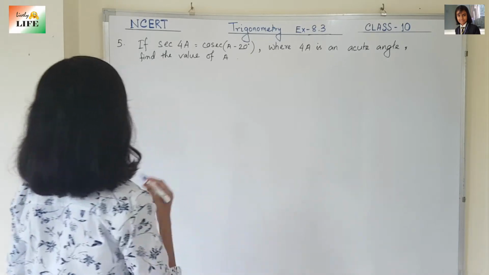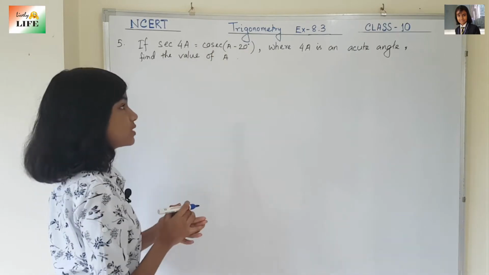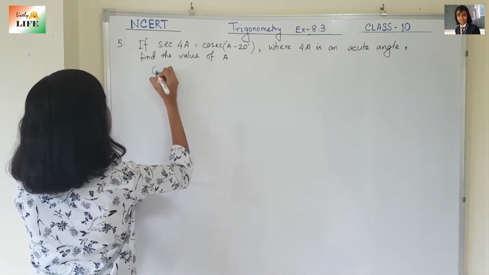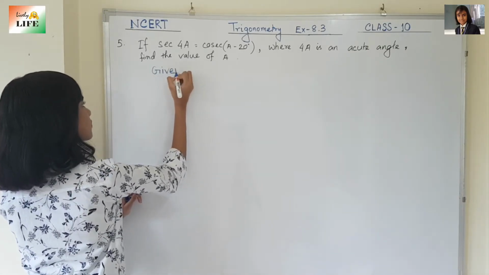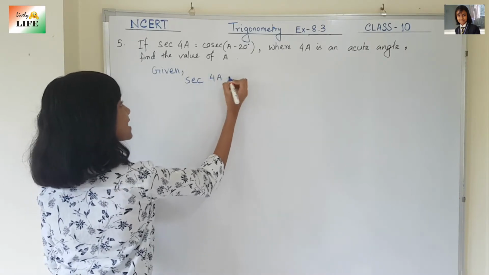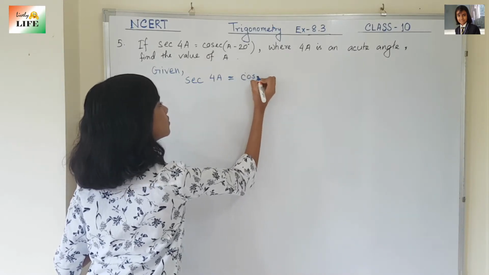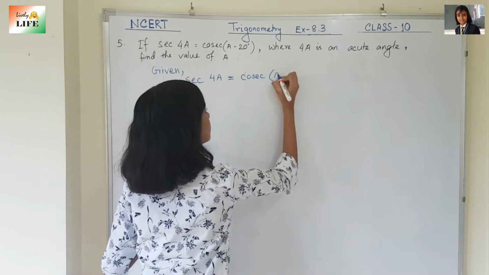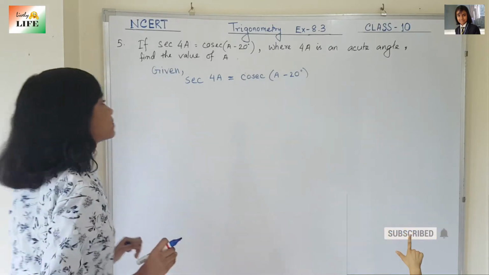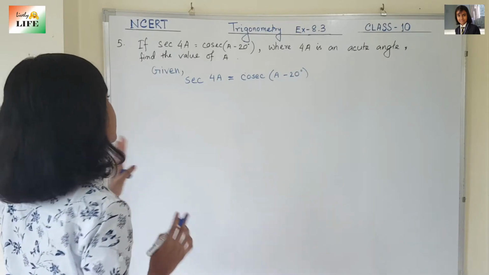Okay? So, what is given? Sec 4a is equal to cosec a minus 20 degree and 4a is an acute angle, so we have to find the value of a. Given sec 4a is equal to cosec a minus 20 degree, this is given.